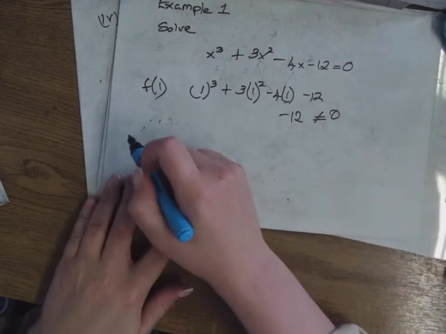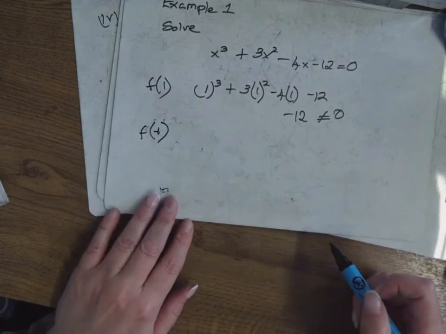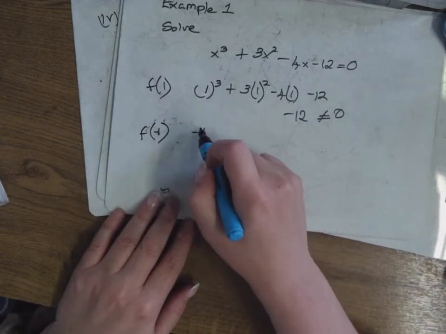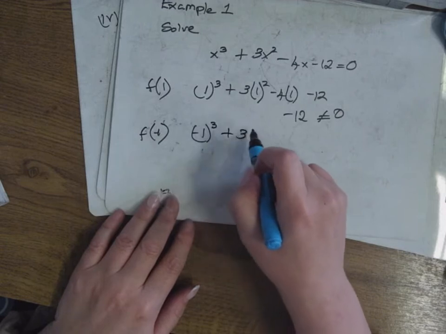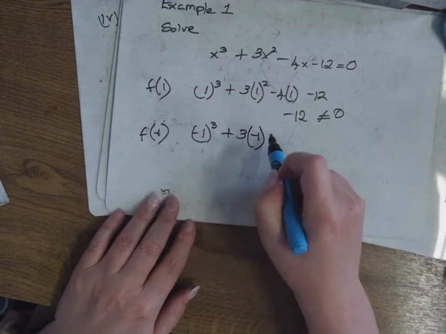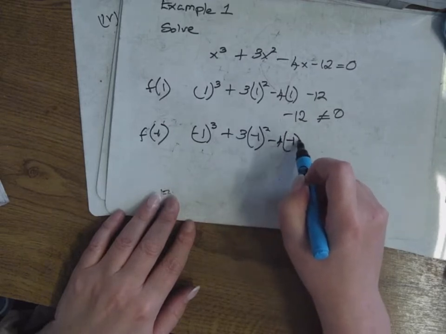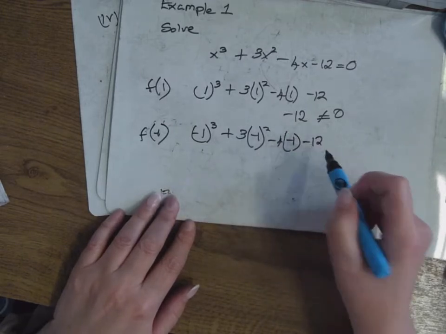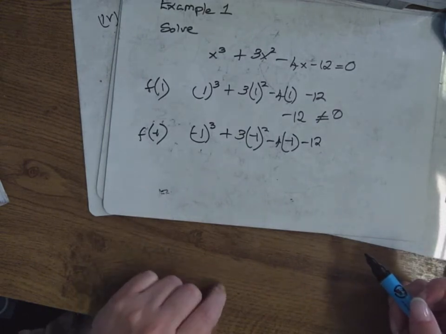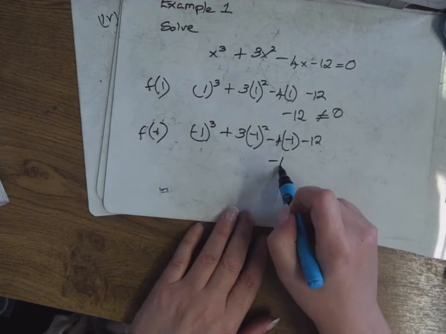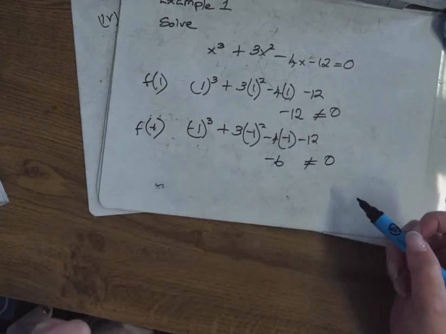Then I'm going to try minus 1. So I try 1, and then I try minus 1. Minus 1 cubed plus 3 times minus 1 squared minus 4 times minus 1 minus 12 into the calculator, and I'll end up with minus 1 plus 3 is 2, plus 4 is 6, minus 12 is minus 6. That is clearly not equal to 0, so minus 1 is not a solution.